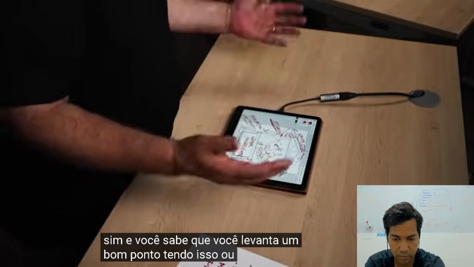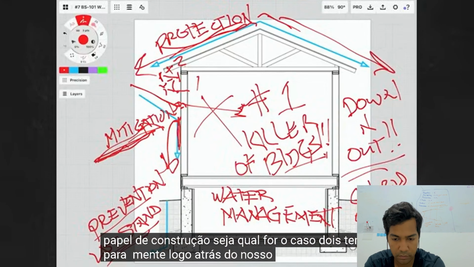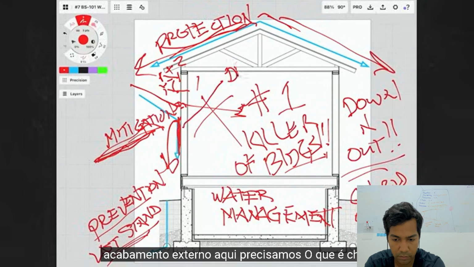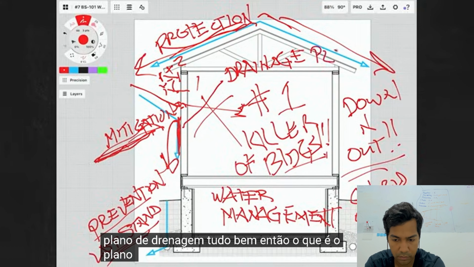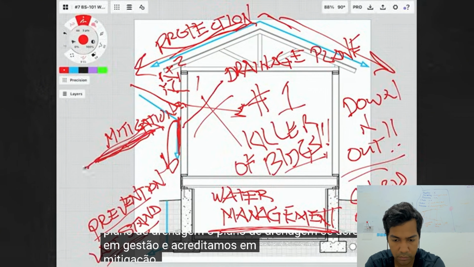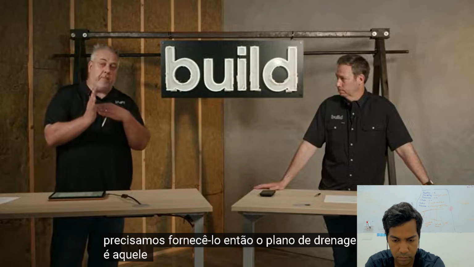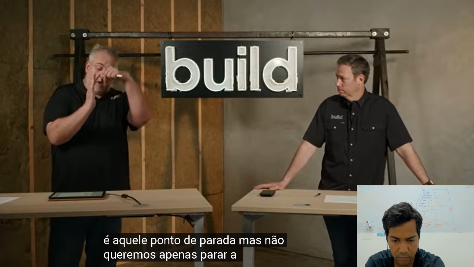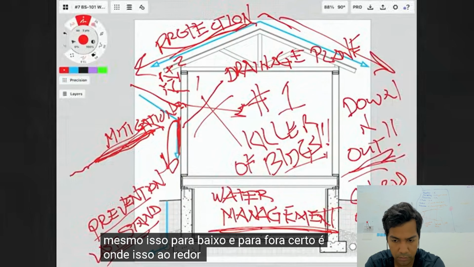Yeah, and you bring up a good point. Having that either building paper or whatever the case is, two terms come to mind, right? Behind our exterior finish here, we need what's called the drainage plane. Right? So what is the drainage plane? If we believe in management and we believe in mitigation, we need a path to go and we need to provide it. So the drainage plane is that stopping point, but not only do we want to stop water, but we want to give it someplace to go. That's right. That down and out, right? That's where that comes around. It's about letting water out.